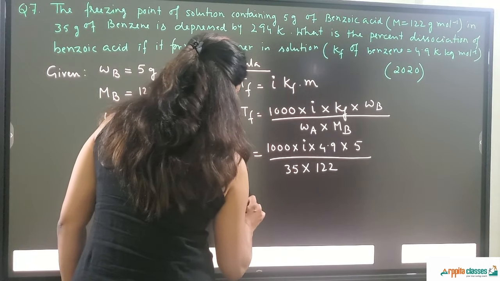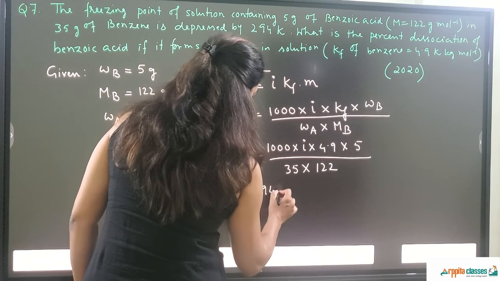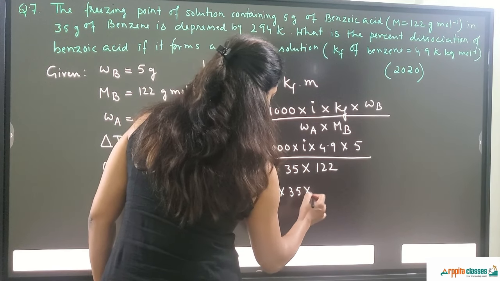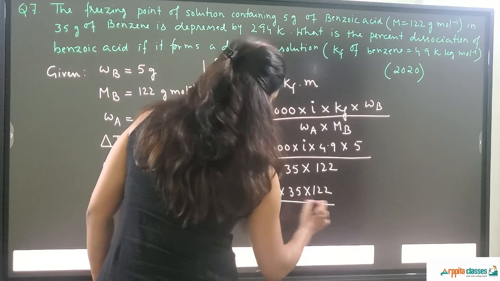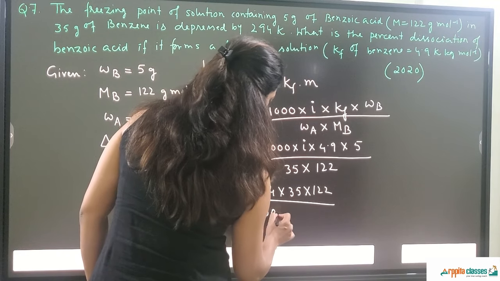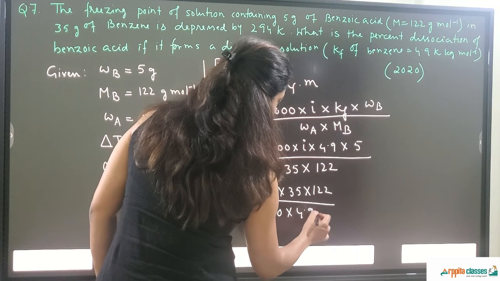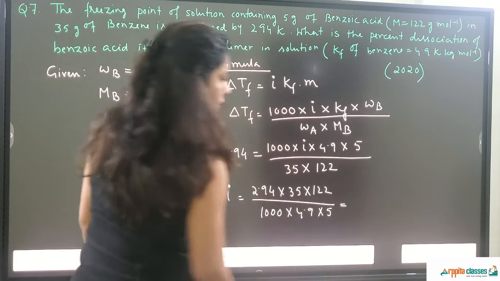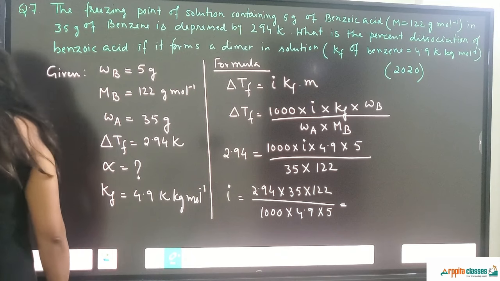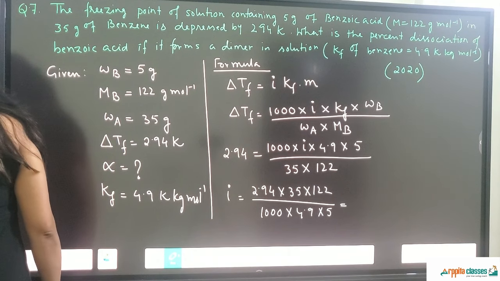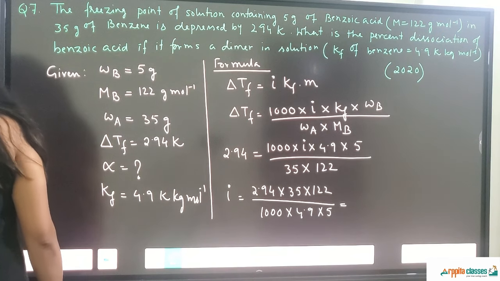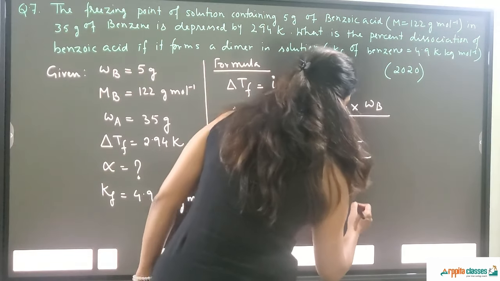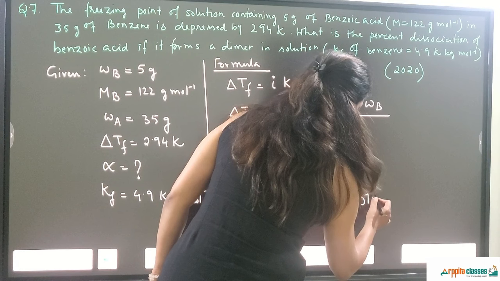So i will be equal to 2.94 into 35 into 122 divided by 1000 into 4.9 into 5. You can do the calculation and get the value of i. I just calculated it. So the value of i comes to 0.512. So here the value of i is 0.512.